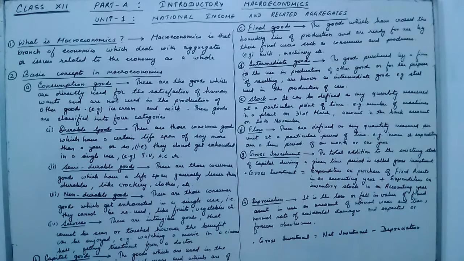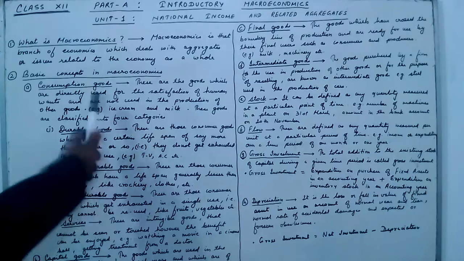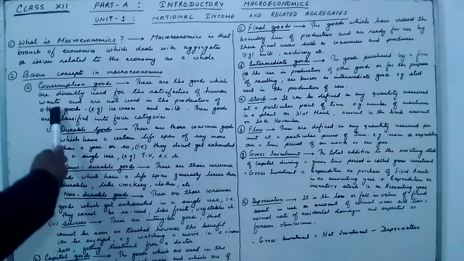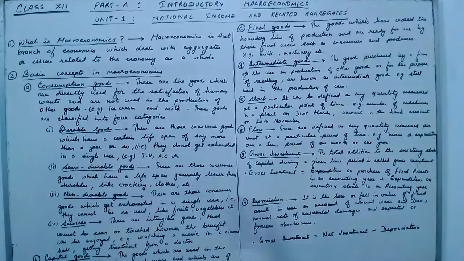So consumption goods are those goods which are used for the satisfaction of human wants and are not used for the further production of any other goods. These are directly consumed by the consumer. It is divided into 4 parts.